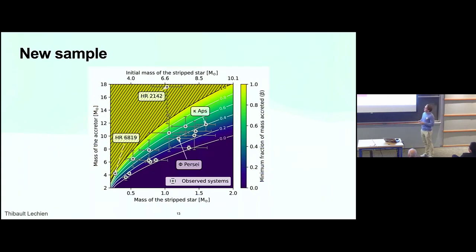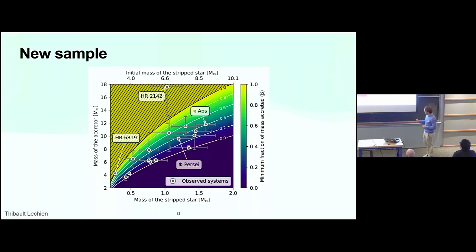And so the first thing we see is that phi Persei in the middle here is not just an outlier, but it represents a larger population of systems. And even so, half the systems actually have stronger mass transfer efficiency constraints than phi Persei. And so this is a very strong result.